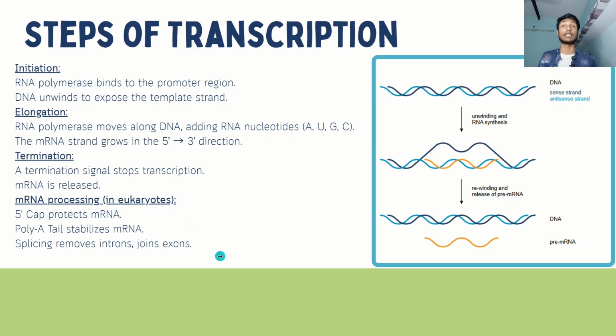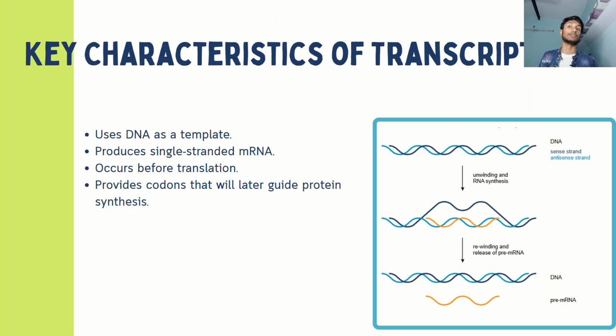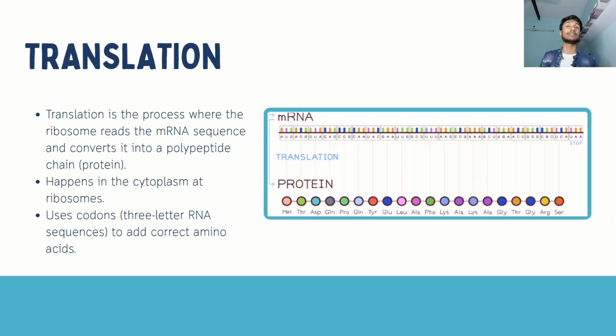mRNA processing in eukaryotes: the 5' cap protects the mRNA. The poly-A tail stabilizes the mRNA. Splicing removes introns and joins exons. Characteristics of transcription: it uses DNA as a template, produces single-stranded mRNA, occurs before translation, and provides codons that will later guide protein synthesis.